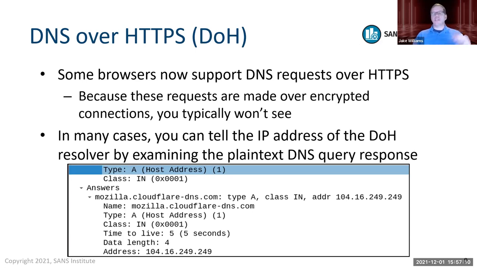I want to know where my users are going. I want to know what's being requested, right? And Cloudflare clearly has that data, right? I need that data for my own enterprise protection as well. So you should, in the vast majority of cases in your enterprise, turn off or disable DNS over HTTPS.